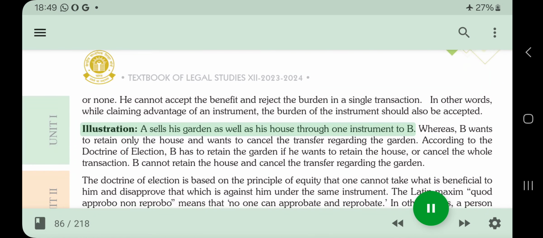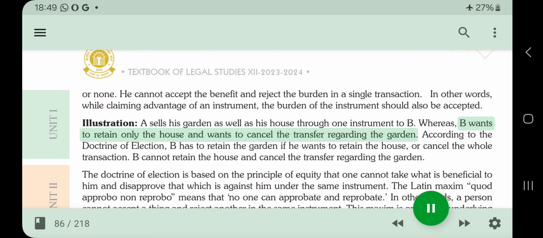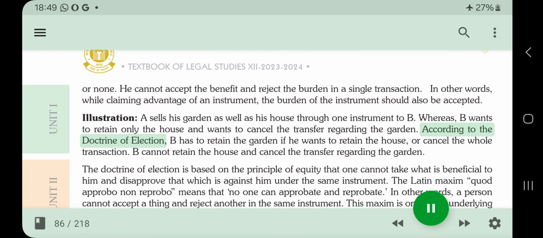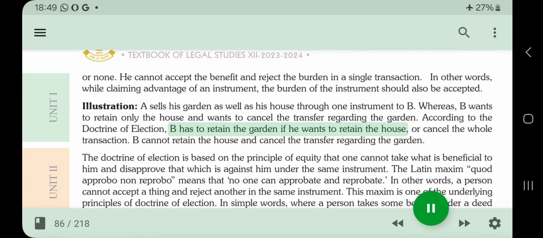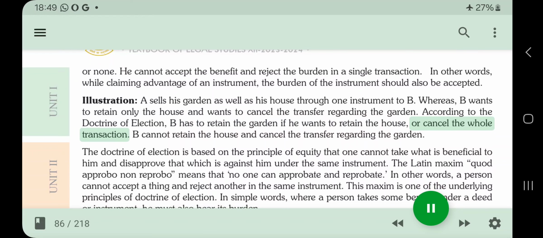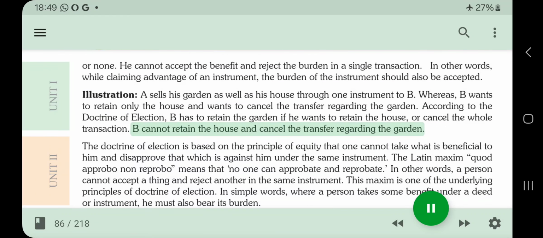Illustration. A sells his garden as well as his house through one instrument to B. Whereas, B wants to retain only the house and wants to cancel the transfer regarding the garden. According to the doctrine of election, B has to retain the garden if he wants to retain the house, or cancel the whole transaction. B cannot retain the house and cancel the transfer regarding the garden.